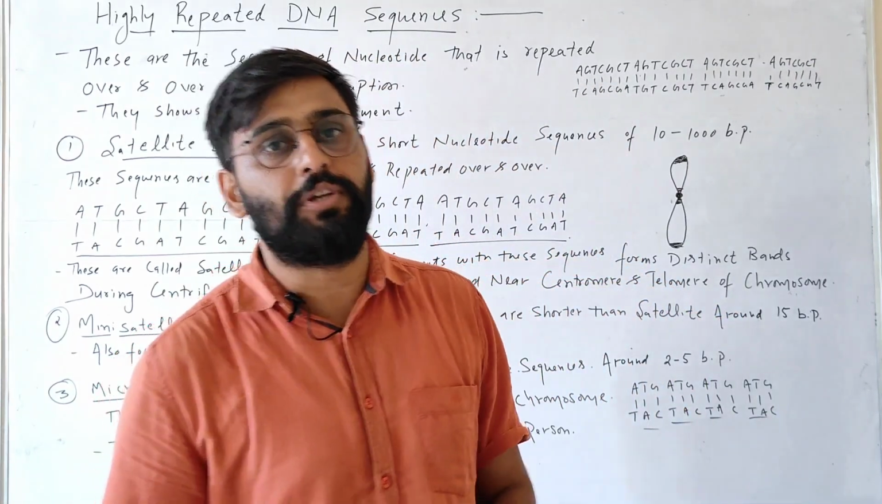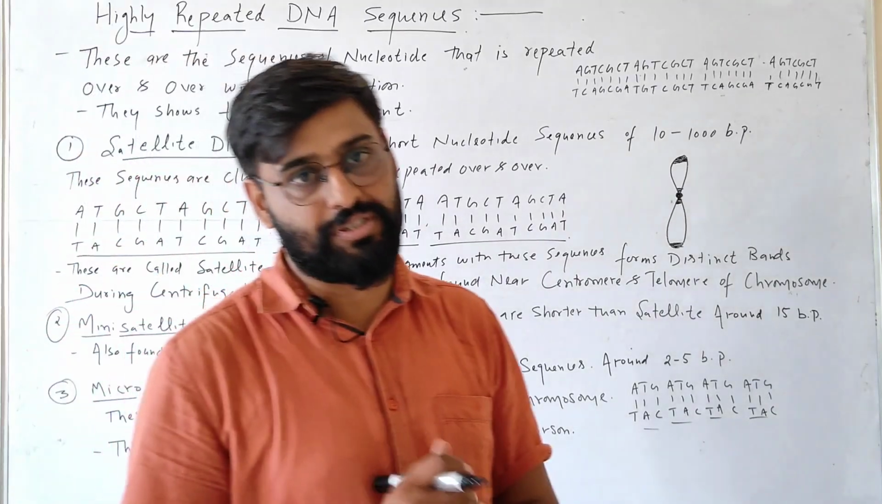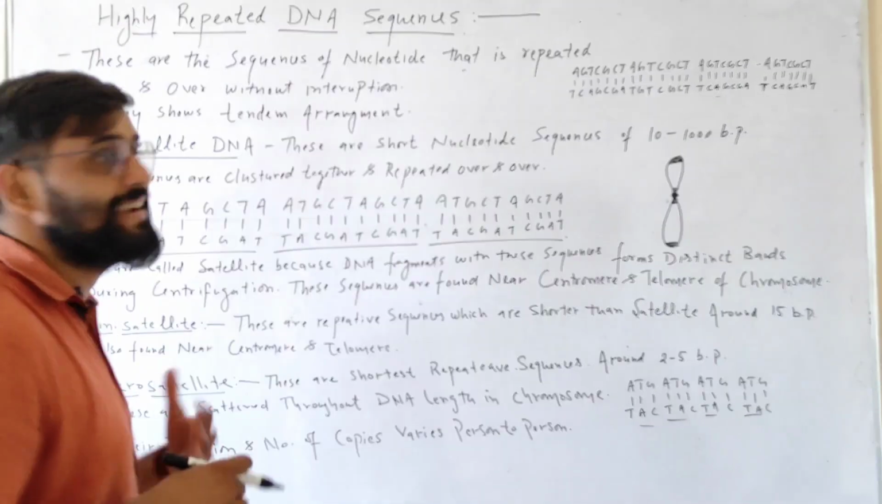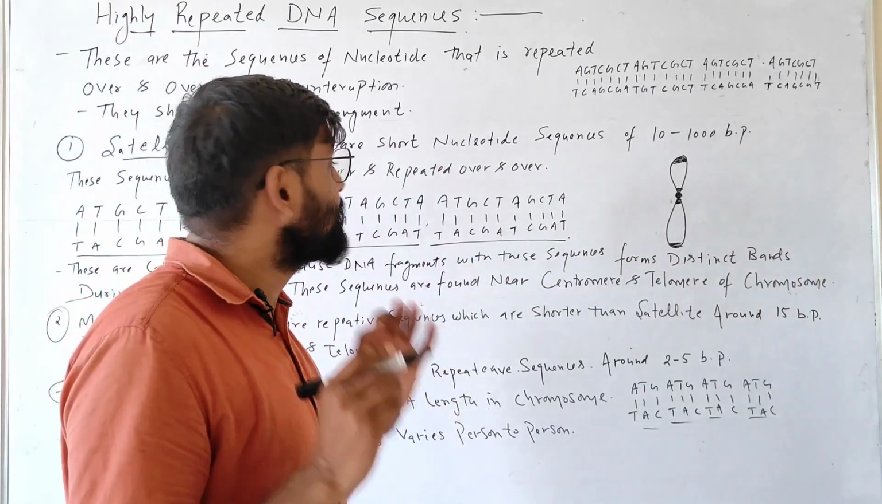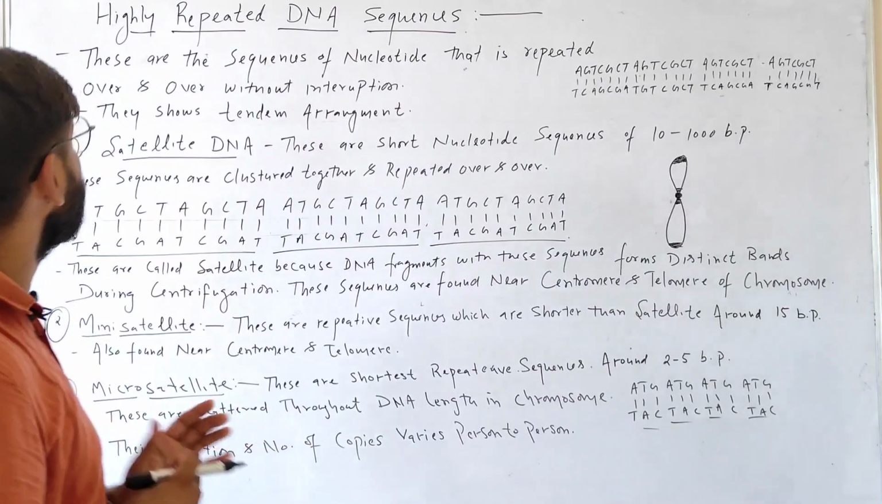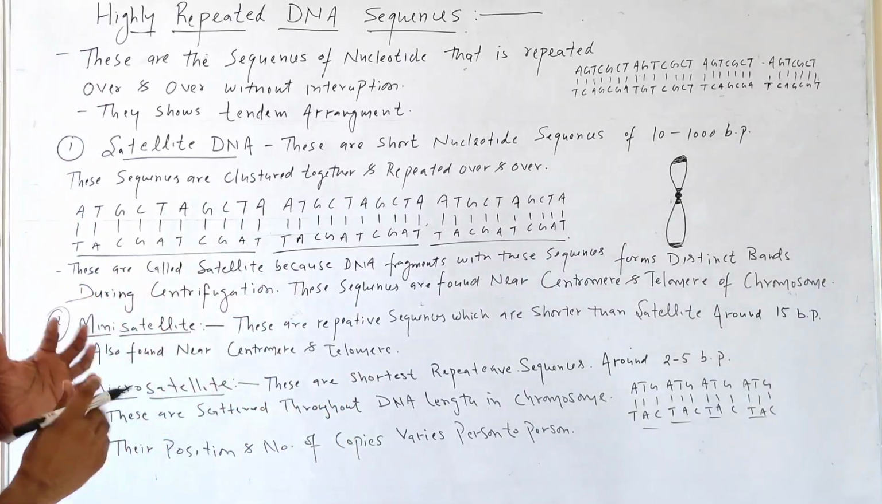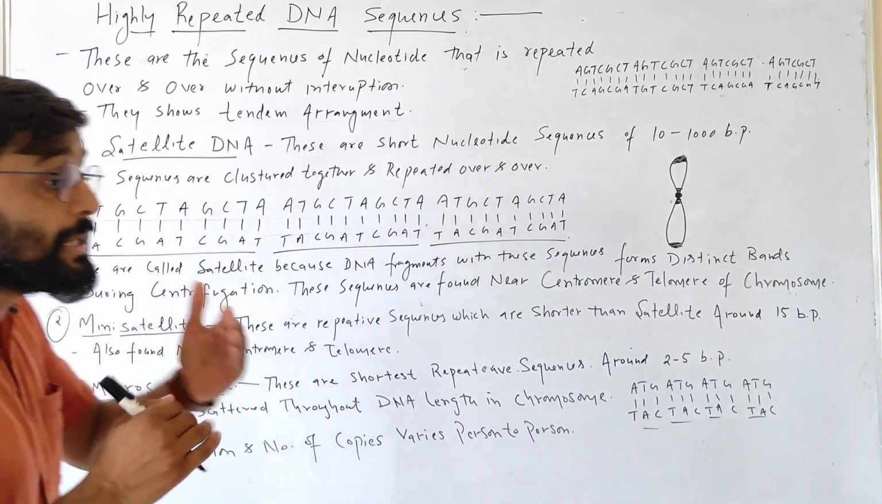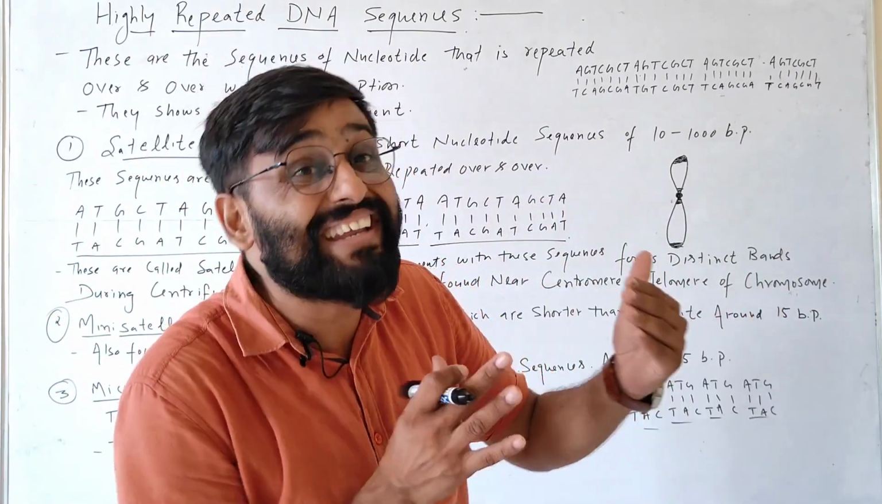Sam's Biology. In this video, we will discuss highly repeated DNA sequences. So what are these highly repeated DNA sequences? These are sequences of nucleotides, or sequences of DNA, that are repeated over and over without interruption. Means they show tandem arrangement. Means they repeat one after another in a continuous manner without interruption.